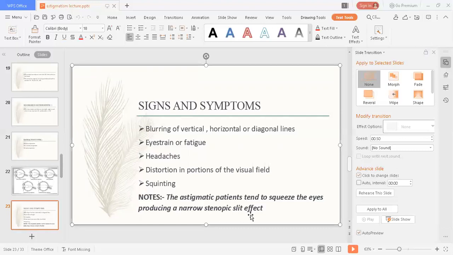So what are the symptoms? The symptoms are, of course, the blurring of vision. But in case of low degrees of astigmatism, instead of blurring of vision, the patients will have more of these strain symptoms like eye strain, fatigue, and headaches, because they are squinting or accommodating and straining to see things clearly.